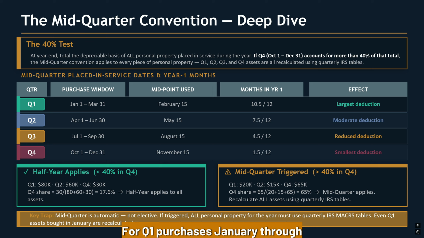For Q1 purchases, January through March, the midpoint is February 15th, which gives you 10.5 months of depreciation in year 1. For Q2, April through June, the midpoint is May 15th, giving you 7.5 months. For Q3, July through September, that is August 15th, which gives you 4.5 months. And for Q4, October through December, the midpoint is November 15th, which gives you 1.5 months of depreciation in year 1.